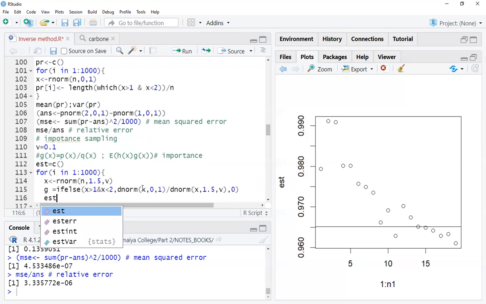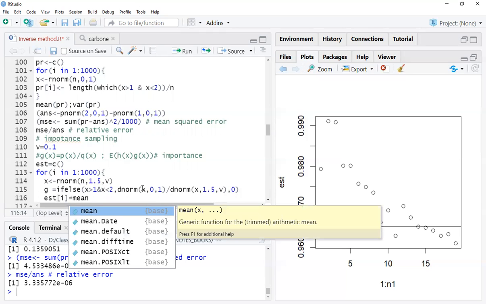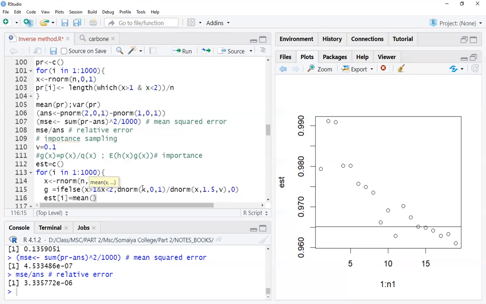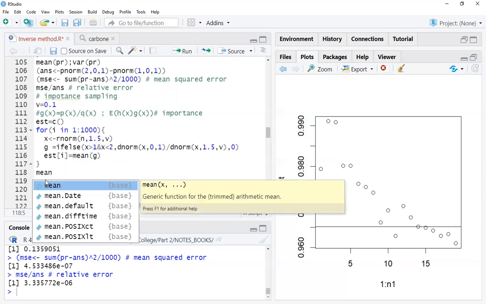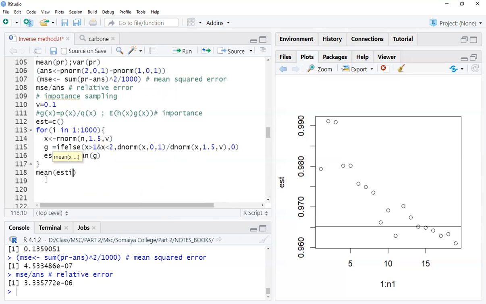And it will estimate this I value, which is stored, and this is your mean of G. You have generated from the G, right? And we have to close this, and then you can obtain the mean of your estimate. That is your estimate value, and you can obtain the variance of this estimate value.